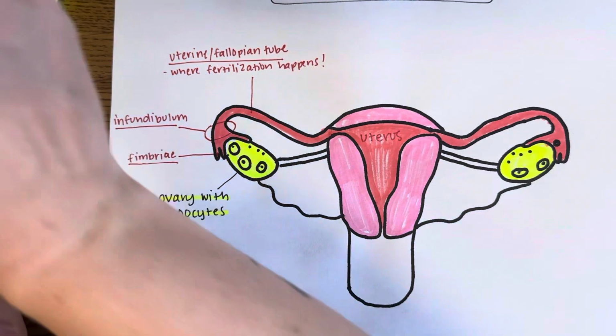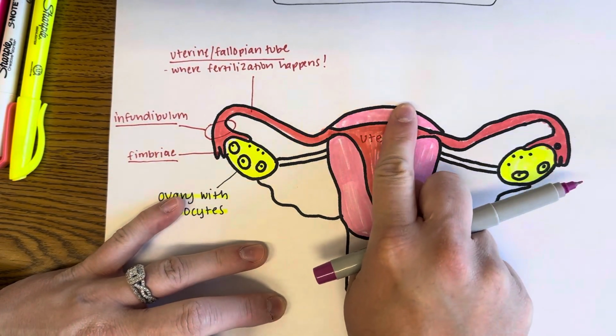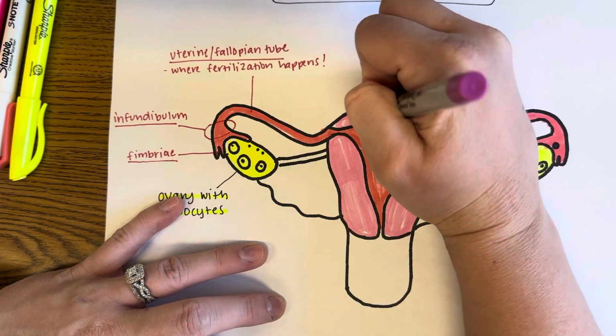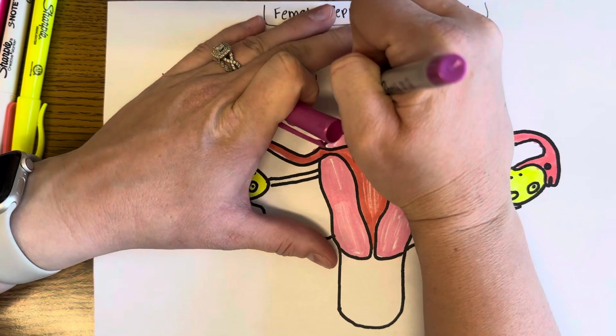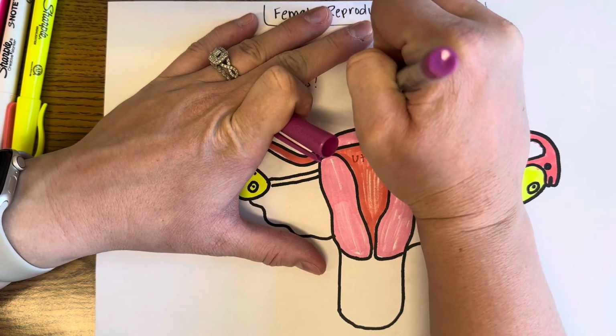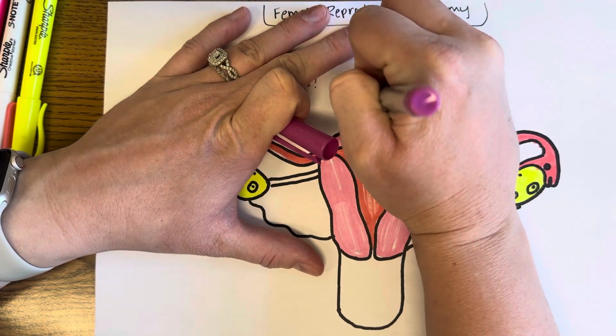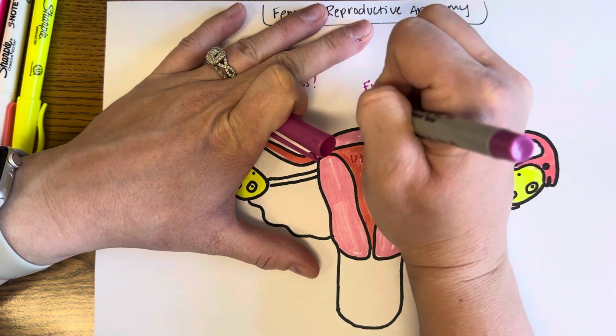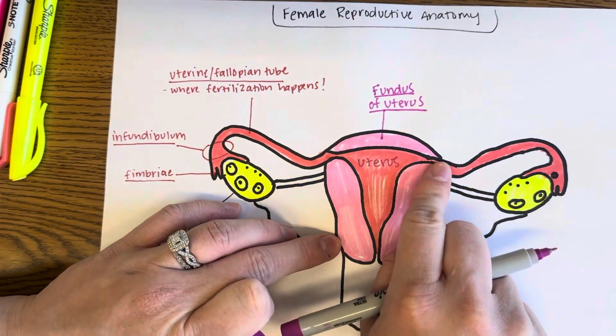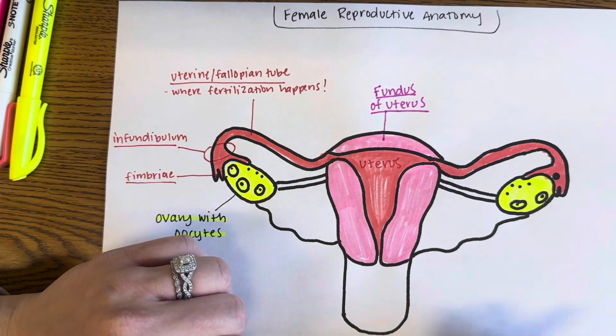The top portion of the uterus, the part that kind of sticks up above the rest, I've actually seen this term before in the stomach. This is the fundus of the uterus. So fundus is just a term for part of the organ that kind of sticks up a little bit higher than the others.